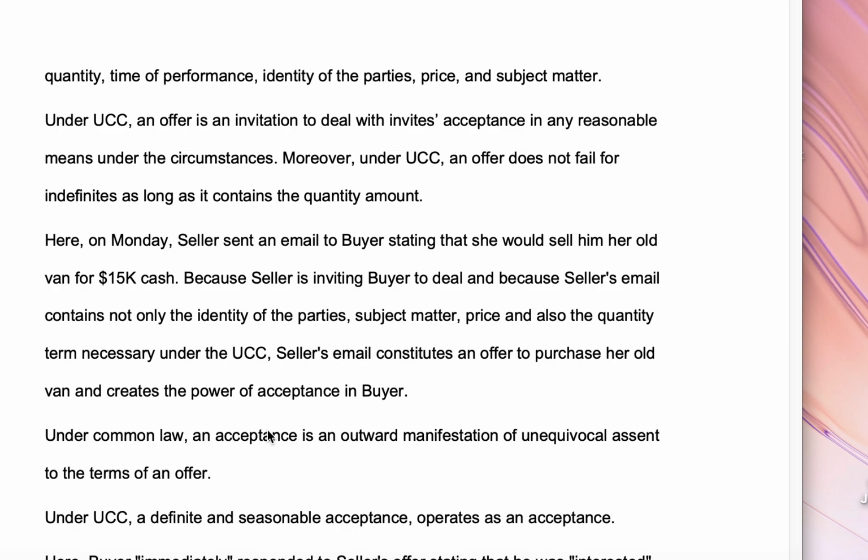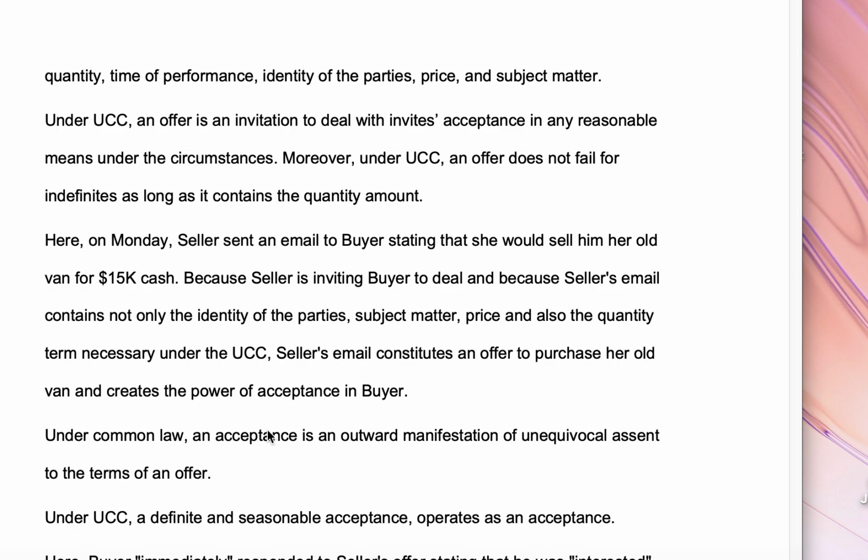That she would sell him/her old van for $15K. Hey, by the way, put your comments below if you have any insights or anything you want to add. Okay, so subject matter, price, quantity, term necessary.